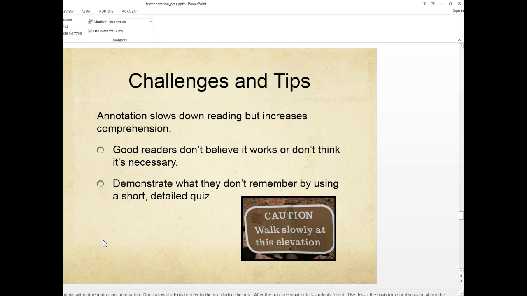So I hope this helps. Please, please, please annotate what you read, not just in my English class, but all of your classes. Then you can go back and save yourself time, and you'll have a better understanding of the topic overall.